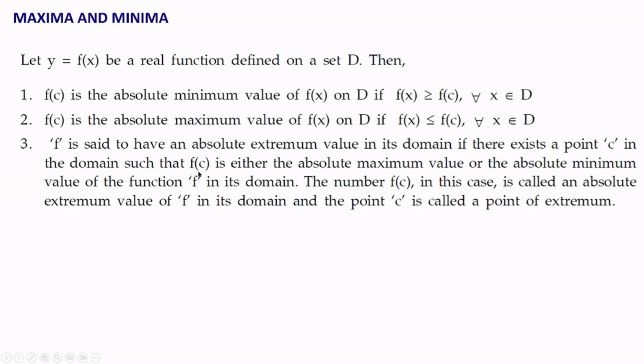So, f is said to have absolute extremum value in its domain if there exists a point c in this domain such that f of c is either the absolute maximum value or the absolute minimum value of the function f in this domain, and the number f of c is called the absolute extremum value of f in its domain, and c is called the point of extremum. So these are some of the terms which should be remembered: absolute extremum value, point of extremum, all these things.